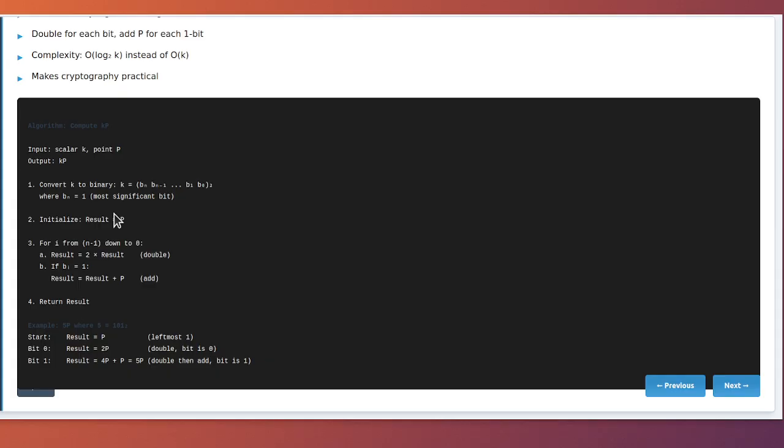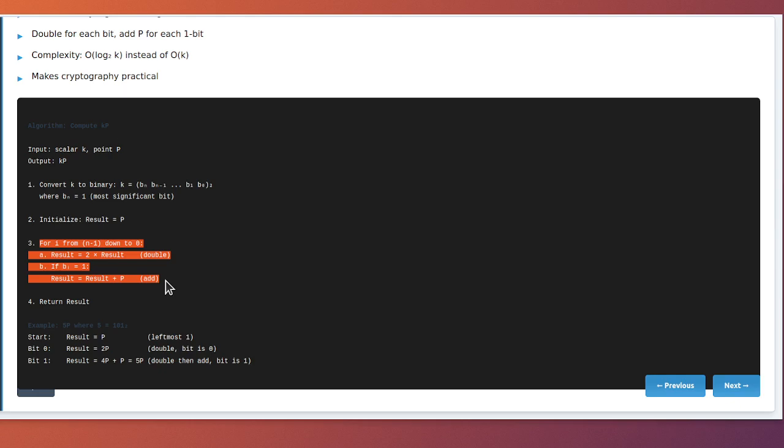Second, initialize the result. Set result equal to P. This handles the most significant bit, which is always 1. Third, process each remaining bit from left to right, for i from n-1 down to 0. Double the current result: result equals 2 times result. And if bit b sub i equals 1, add P to the result: result equals result plus P. Fourth, return the final result, which equals kP.